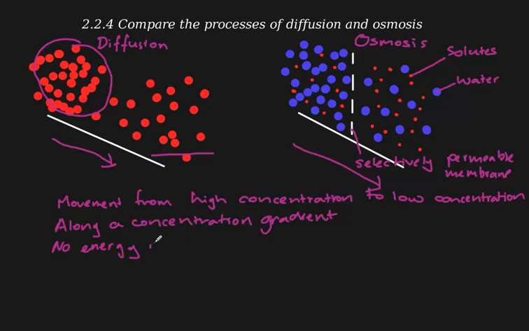So no energy required. Or it's what we call passive movement. So there is passive movement of these particles from an area of high concentration to low concentration. And there is a passive movement of the water molecules from an area of high water molecule concentration to an area of low water molecule concentration.